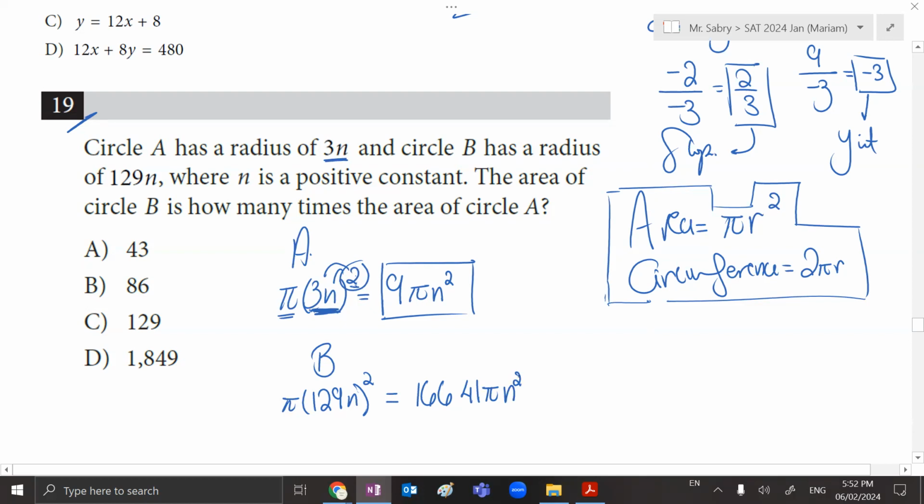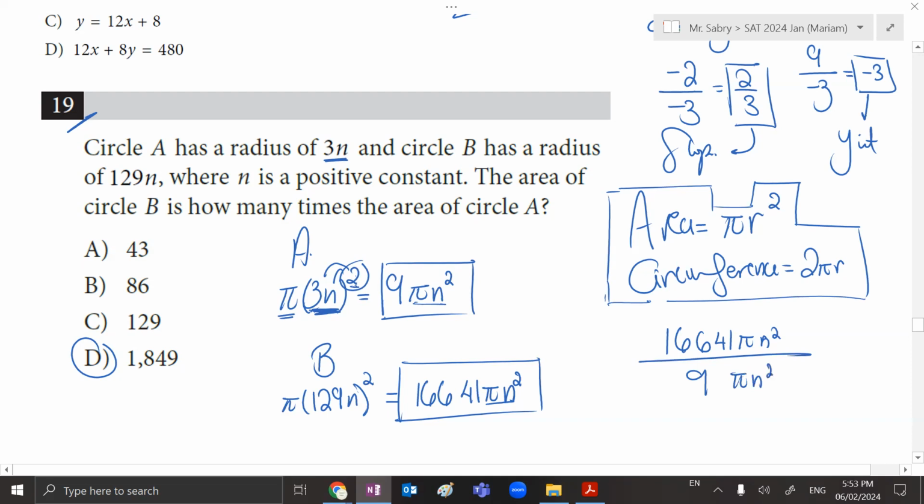Right, then what? Now we got the area of this and the area of that. What do they want? Are we supposed to divide 16641 by 9? Yes, because we want to know how many times this is that. 16641 divided by 9, because this will cross out this. Understand? Yes, it's 1849. Remember, the pi and n squared will cancel anyway. So that's why it's 1849. Easy, right? Well done.